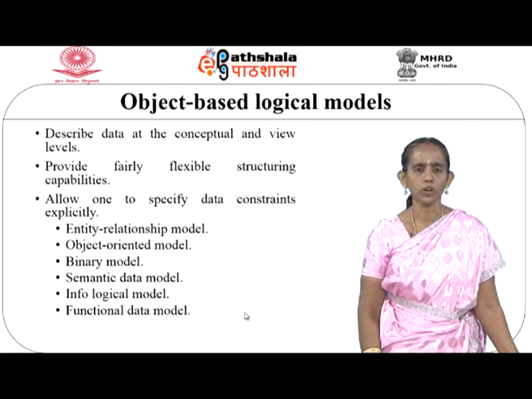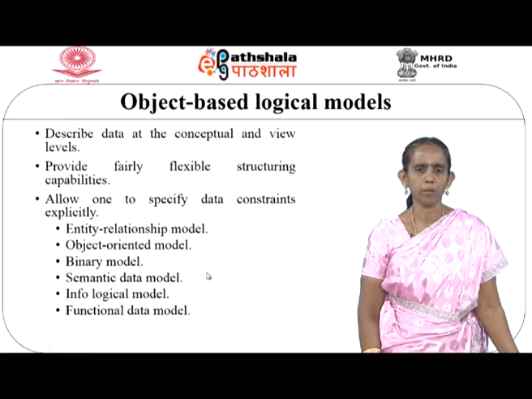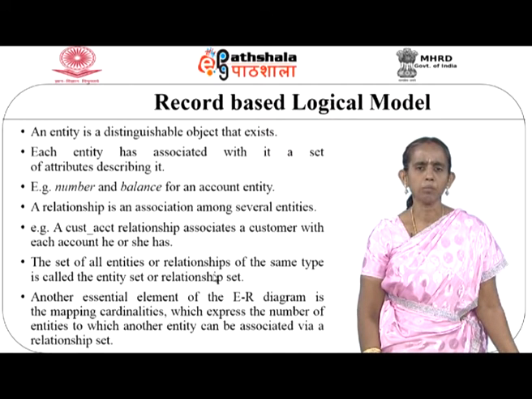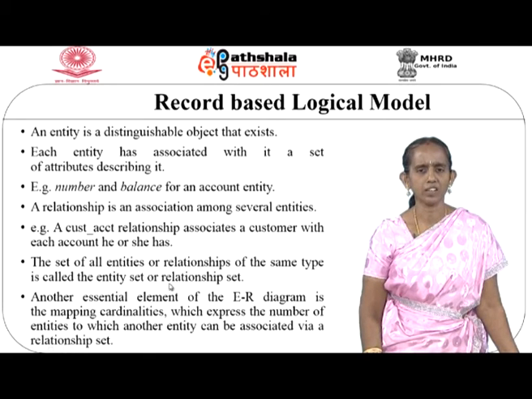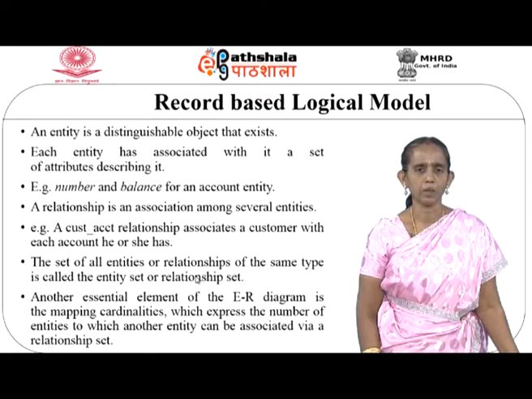They allow one to specify the data constraints explicitly in the entity relationship model, object-oriented model, binary model, semantic data model, info-logical model, and functional data model. In the entity relationship model, an entity is a distinguishable object that exists. Each entity has associated with it a set of attributes describing it. Example, number and balance for an account entity.